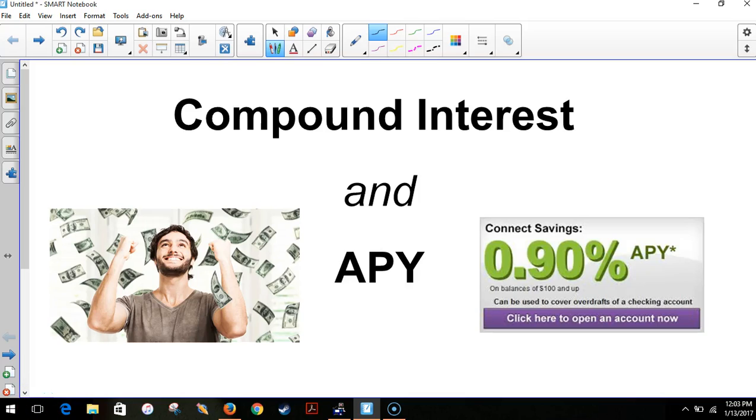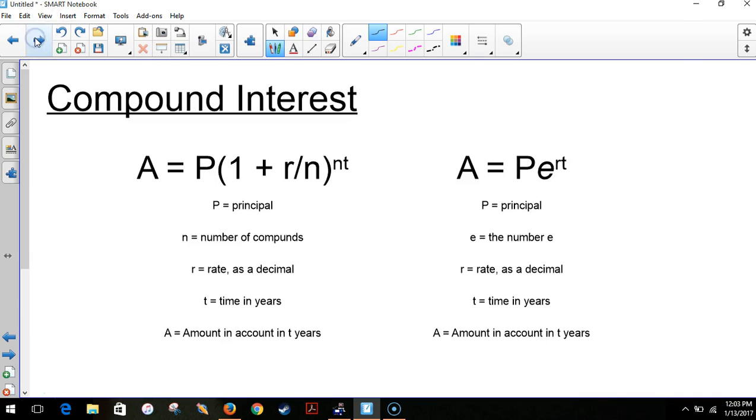Today we're going to talk about compound interest and APY, which stands for annual percentage yield, and how that compares to APR, which is an annual percentage rate. I'm going to start with compound interest. And compound interest has the illusion of having two different formulas.